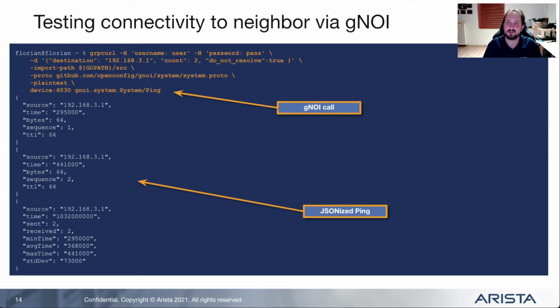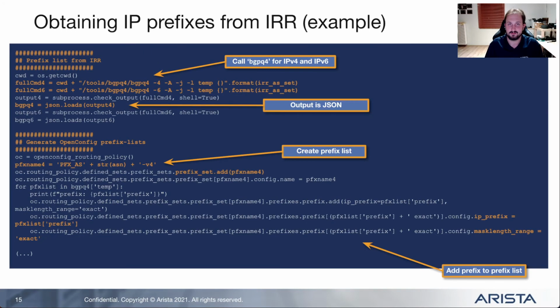As we configured the interface and obtained the IP details of the peer, let's see if the peer responds to pings. This we can do using gNOI, the operations interface. Even the output of the ping is in JSON and could be used in some kind of further workflow. Good, the peer is reachable.